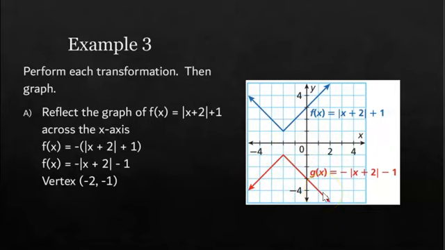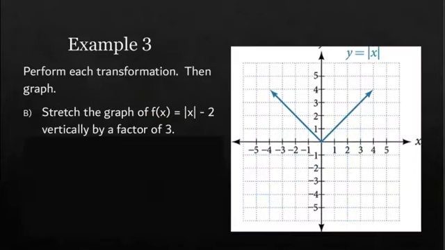And the reflections can be easier to graph. But when you do stretches and compressions, I definitely recommend making a table of values. And that's what we're going to work on next. In example 3b, we're asked to stretch the graph of f of x equals the absolute value of x minus 2 vertically by a factor of 3. So first, notice this is again the graph of the parent function. X minus 2 is down here at 2. So that's where it is, but we're vertically stretching by a factor of 3.